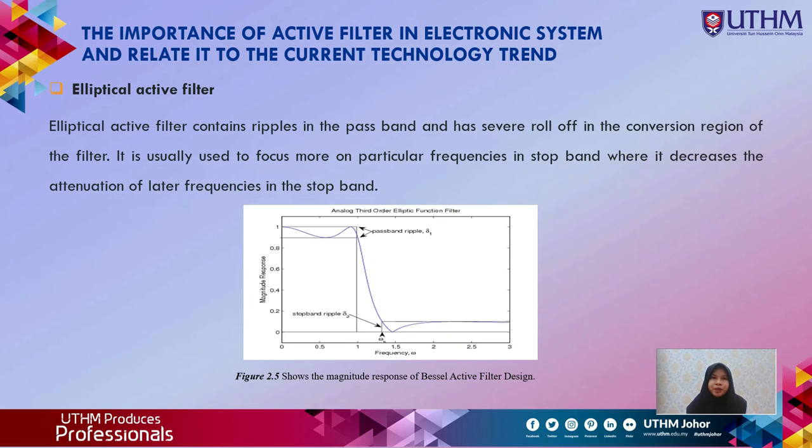The last one is the elliptic active filter. The elliptic active filter contains ripples in the passband and has several ripples in the transition region of the filter. It is usually used to focus more on a particular frequency in the stopband, where it decreases the attenuation of the latter frequency in the stopband.